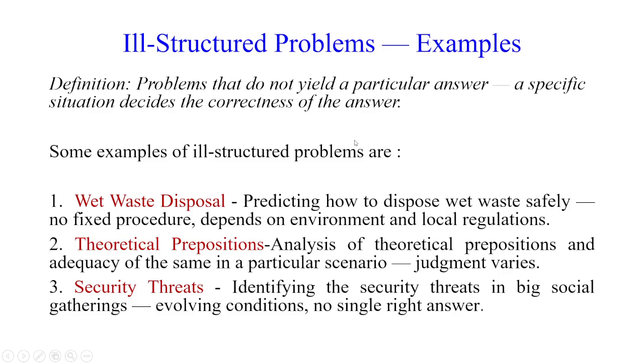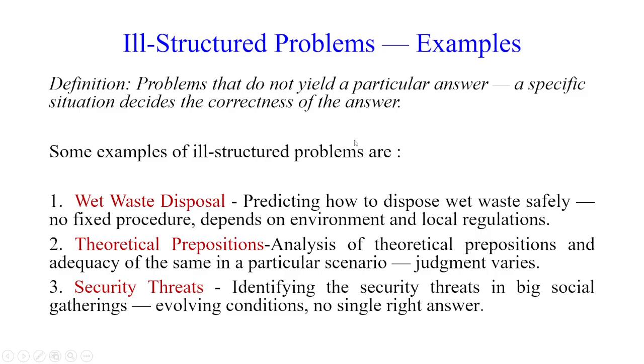Now let us take the examples one by one and discuss how it is going to work. First is waste disposal, for example wet waste disposal. How should wet waste be disposed of safely? It's very important. The answer depends on geography, local environmental laws, infrastructure availability, and even the weather conditions. So there is no single universal procedure for how to dispose of wet waste properly. So this is one of the ill-structured problems.